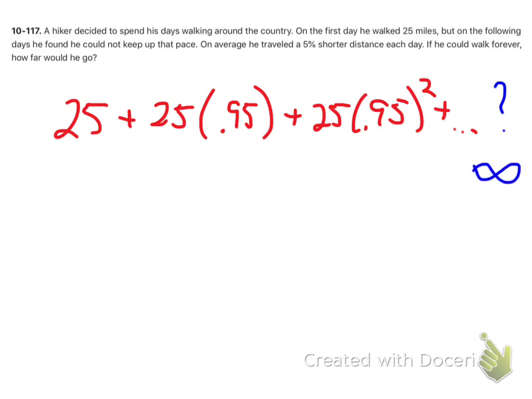That tells us we are dealing with an infinite geometric series, and what we learned in lesson 10.2.2 is that when our multiplier is between 0 and 1, for an infinite series, there is a stopping point. There is a time when he will not go any further distance. So it's not like he's going to walk for an infinite number of miles.